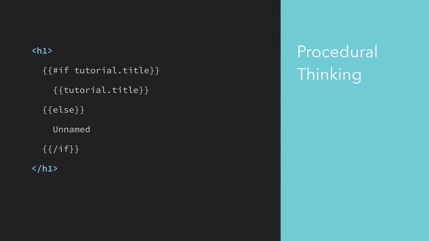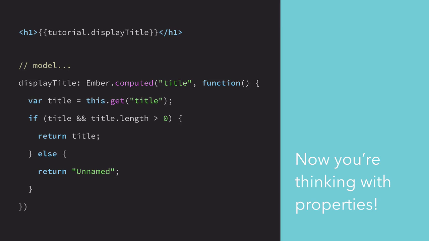Initially, I was kind of treating Handlebars a bit like ERB. So I was thinking about it in a procedural way. I was doing these ifs. And if you try and treat Handlebars like ERB, you're going to have a bad time because it's not like ERB at all. This is how you should do that.